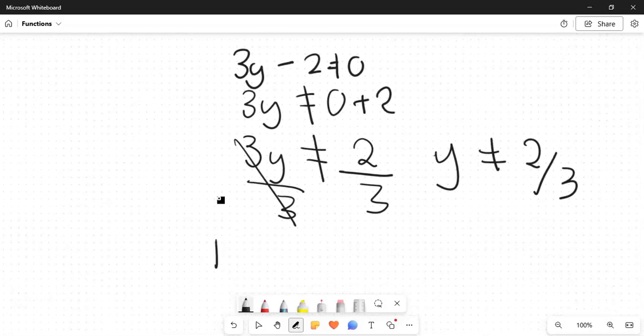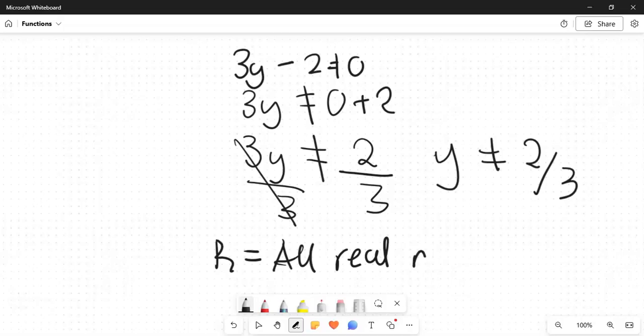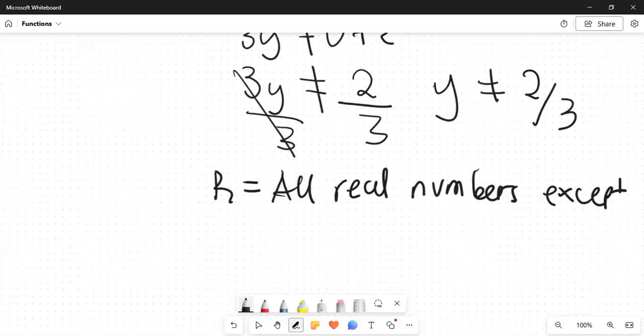So the range here is all real numbers except 2 over 3. So if you see, I want to explain something short to you guys, that if you see not equal to, it means that number has an exemption in the range values and domain values.